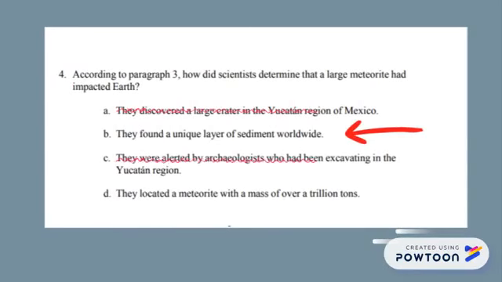The correct answer is going to be letter B, because in the paragraph it's talking about how a unique layer of sediment was found and it helped to determine.